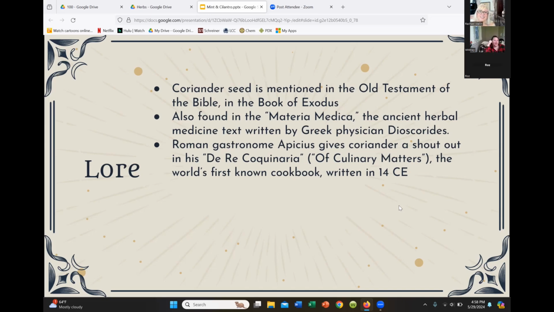Then we have one of the first known cookbooks, De Re Coquinaria, which was written, it's estimated, about 14 CE. It talks about cilantro in this cookbook, but it's a cookbook, so it's just about adding flavor. It's not about anything spiritual or medicinal.